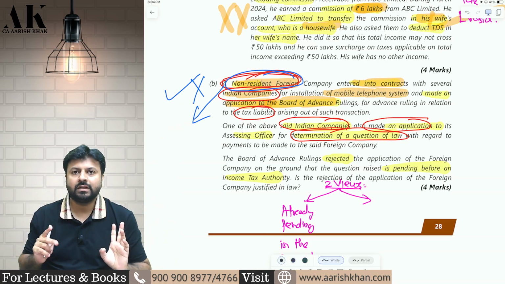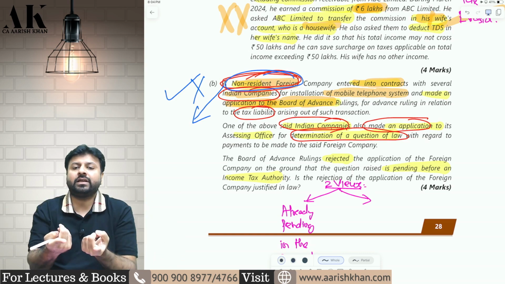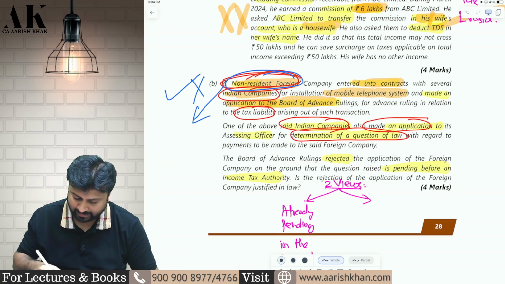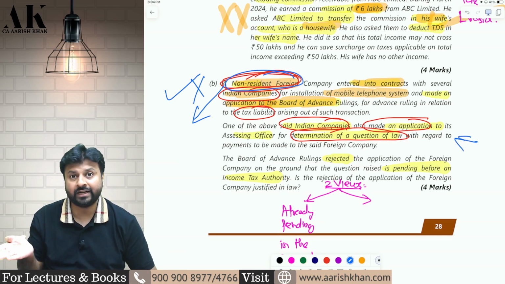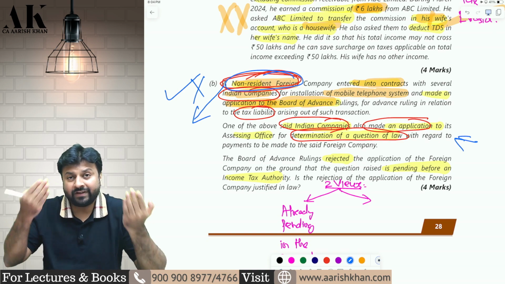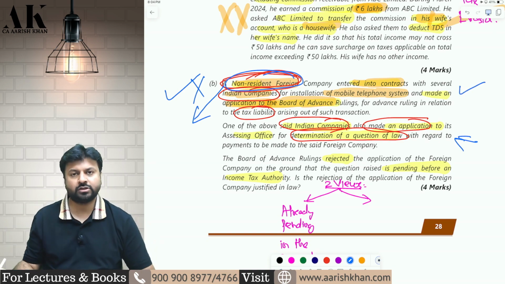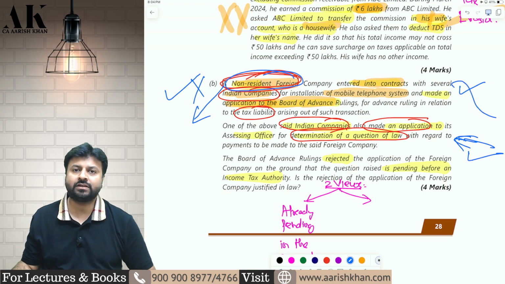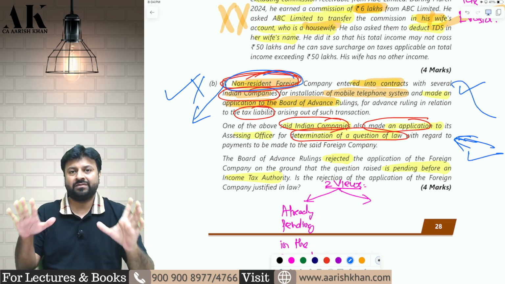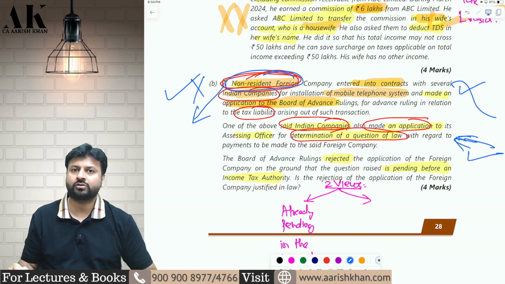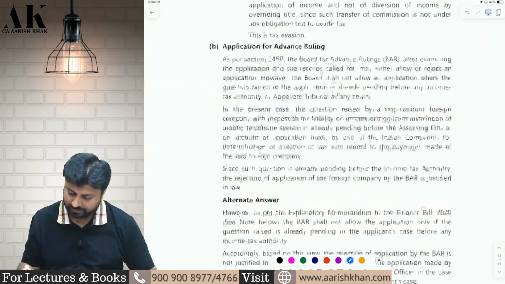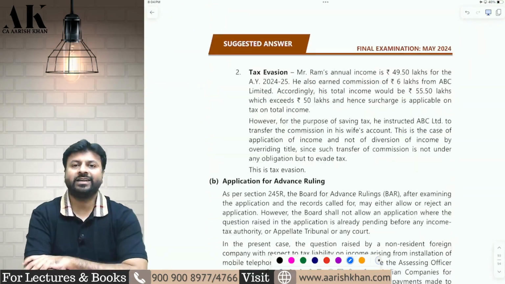There are two views. In the first view, if the assessee's application is pending, he cannot make a second application. So in this case, the assessee's application is not pending. The application is pending by some other Indian companies. So the first view is if the assessee's application is not pending, the application should be accepted. The second view is if any other person's application is also pending, the assessee cannot give an application to the Board for Advance Ruling. Both the views are given by the Institute, and both the views are correct also. So this is what this question is all about, and this is what this paper is all about, and this is what the final compilation is all about.